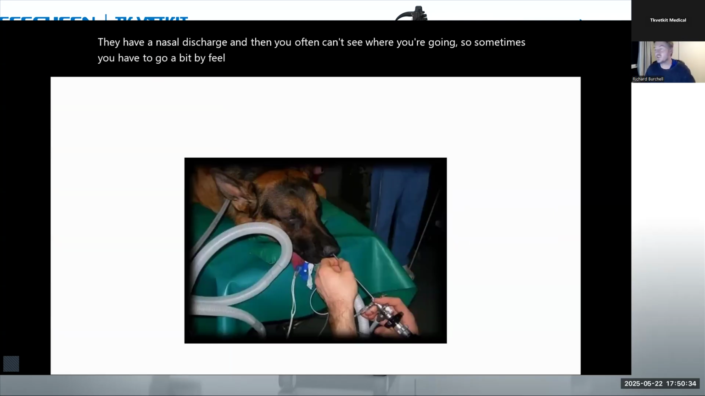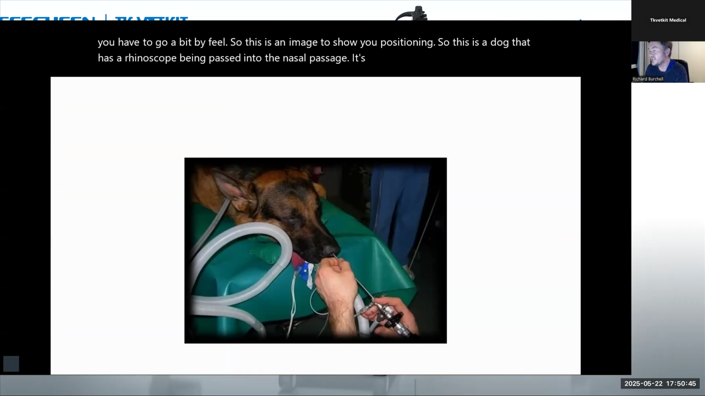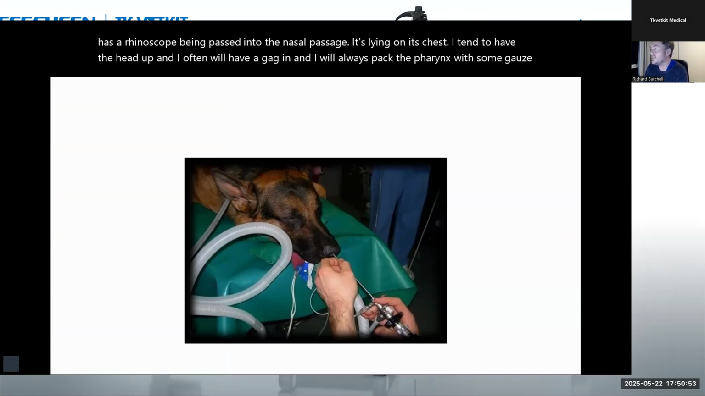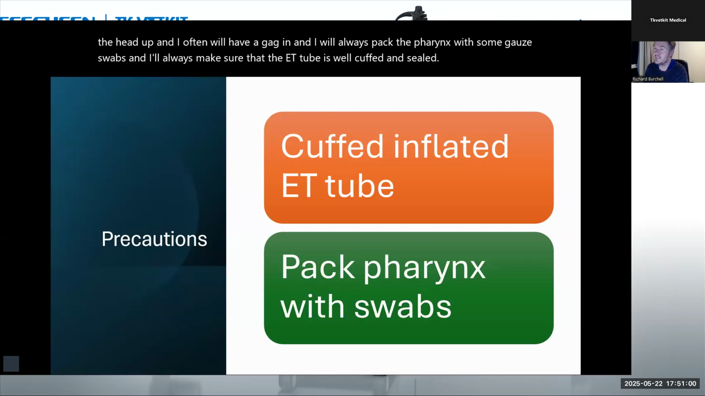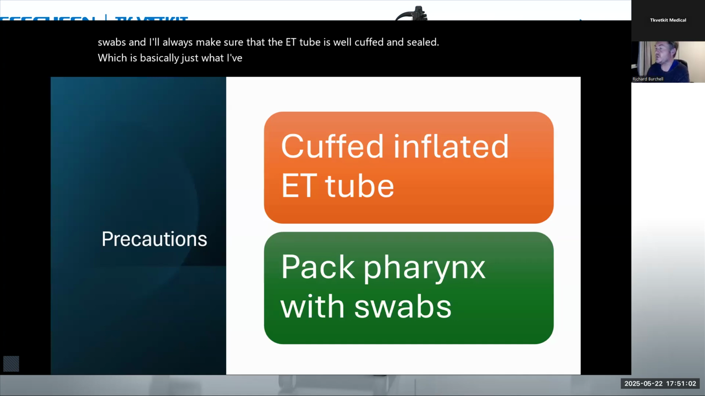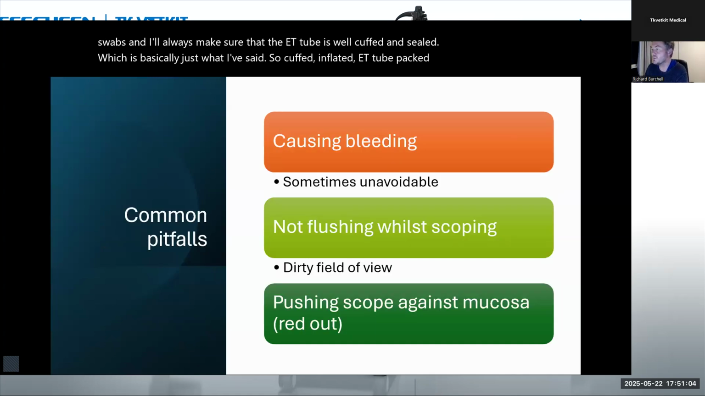So this is an image to show you positioning. This is a dog that has a rhinoscope being passed into the nasal passage. It's lying on its chest. I tend to have the head up, and I often will have a gag in, and I will always pack the pharynx with gauze swabs, and I'll always make sure that the ET tube is well cuffed and sealed, which is basically just what I've said. So cuffed, inflated ET tube, pack the pharynx with swabs.